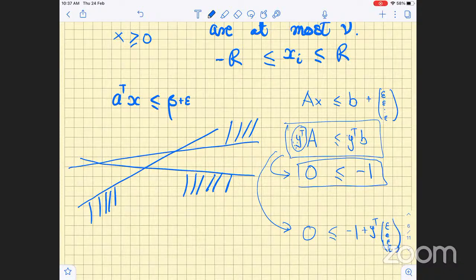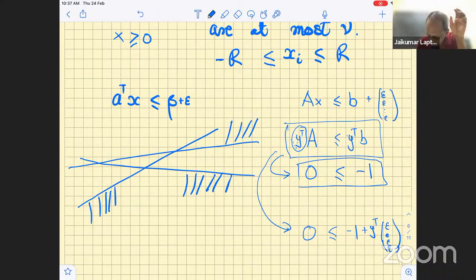So this y is with me. There is a y, okay? And we'll find out what that y should be. But once somebody has given us a y, we can tune this epsilon so small that this y, when multiplied by this epsilon, does not eat up this -1. That is, the right-hand side continues to be negative. And if the right-hand side continues to be negative, then the same y is a witness to the infeasibility of the new system.